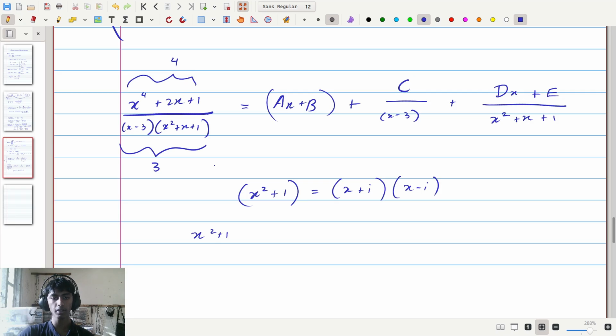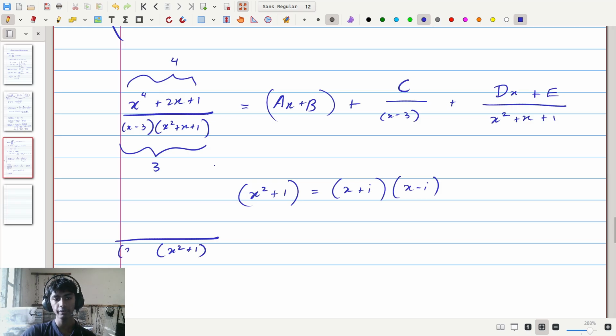x squared plus 1 equal to 0 means that x squared is equal to negative 1, meaning that x is equal to plus or minus the square root of negative 1, or plus or minus i, which gives us these two roots that I've written down here, x plus i and x minus i. But we don't do this. If you ever have a partial fraction with x squared plus 1 on the denominator, we do not write this as x plus i times x minus i.